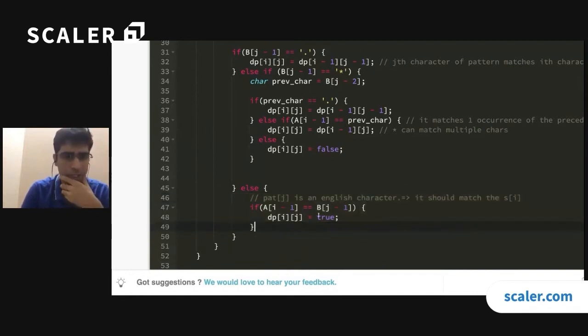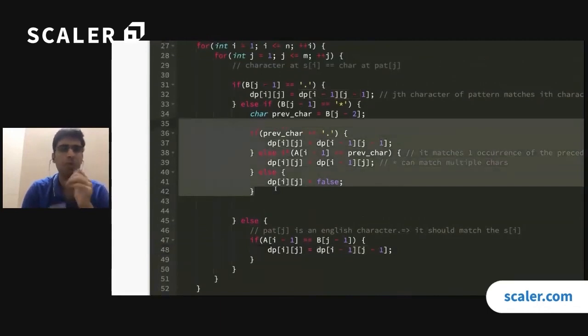So dp[i][j] will be equal to dp[i-1][j-1]. Why? Because these characters definitely match, and whatever came before this should also match whatever came before this. So this will be the state here. Now let us take care of this important thing. If the previous character is a full stop, then it will directly match. It will definitely match, right?